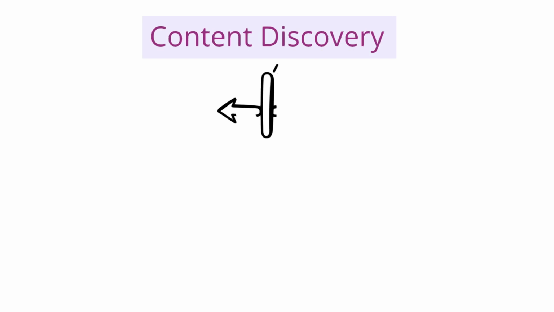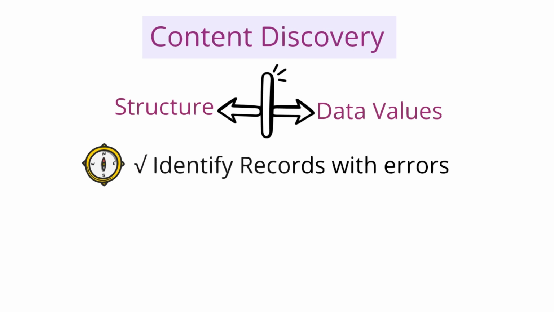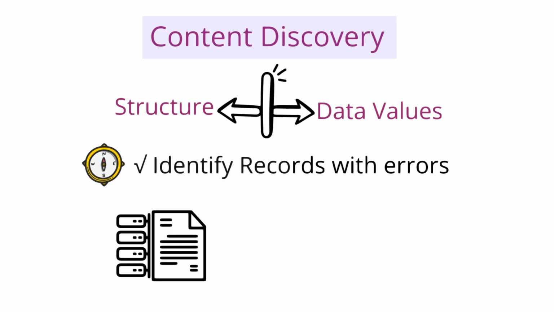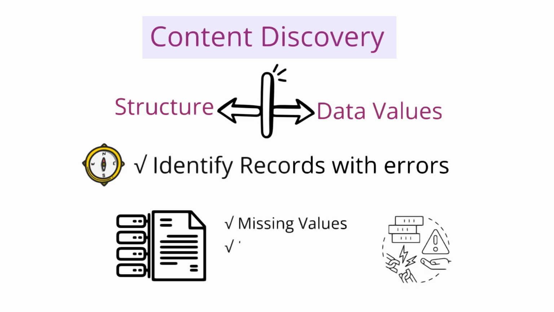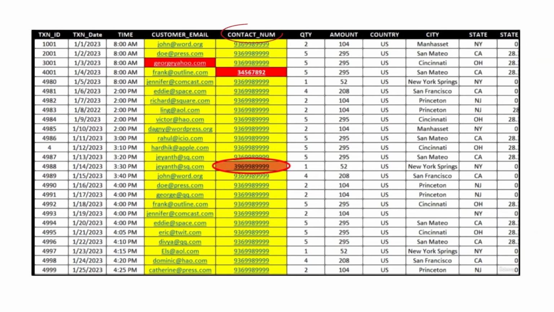Content discovery shifts the focus back to data values from its structure. Its main objective is to identify records with errors. It involves looking into individual data records to identify obvious issues like missing values or more subtle problems such as incorrect data or ambiguous data. For example, consider a customer dataset again with a column called contact number. Content discovery identifies the percentage of phone numbers having no area code.